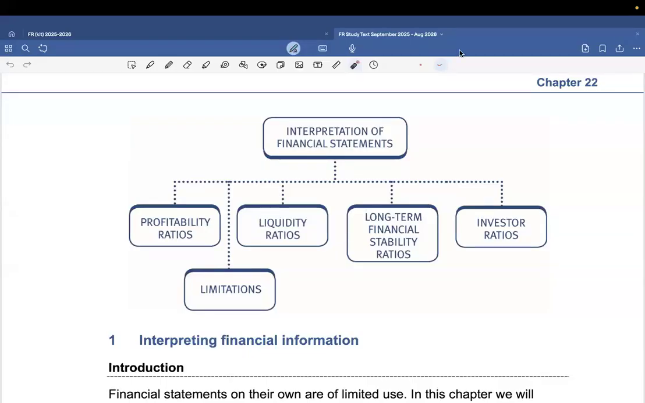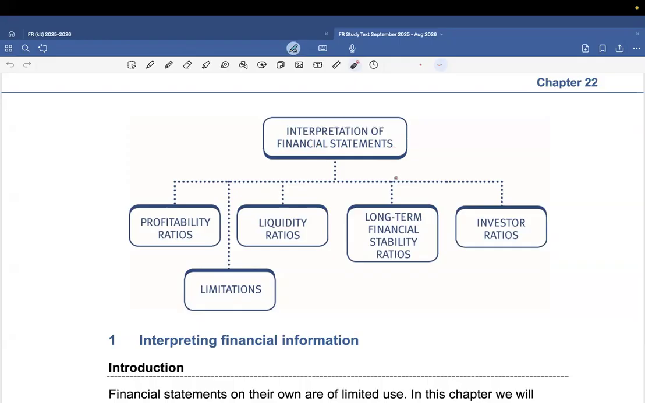Okay, so today we would be taking our last part of the FR portion, that is interpretation of FS. Here mainly what we study is the ratio equations and how to interpret the ratios according to the FS that is given in the question.